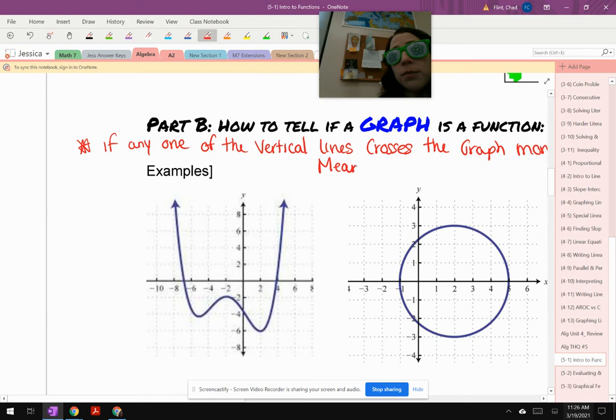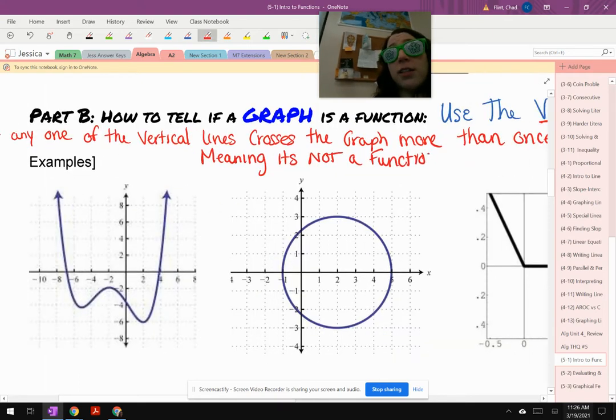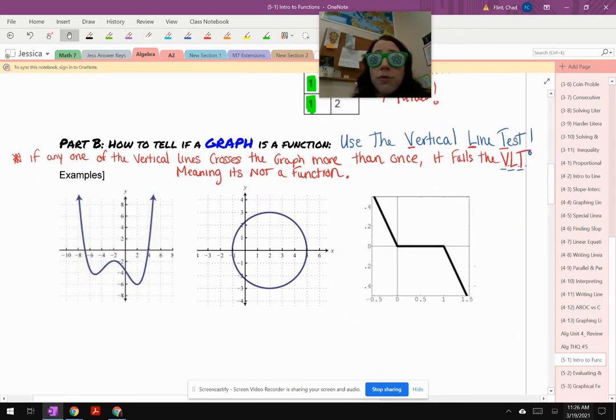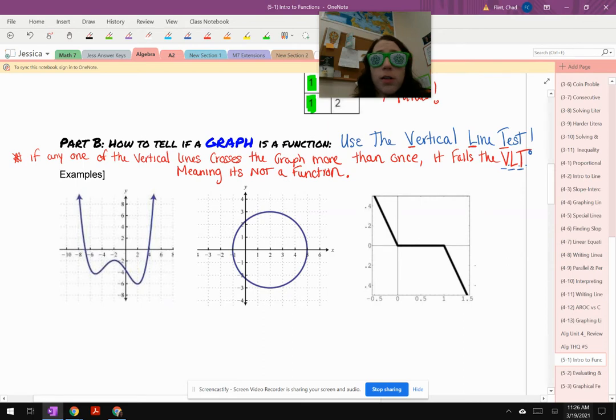meaning it's not a function. If it passes the vertical line test and it only crosses once, then you're golden and it is a function. So you use the vertical line test. If any one of them crosses the graph more than once, it fails the vertical line test. Okay, so let's look at some examples.